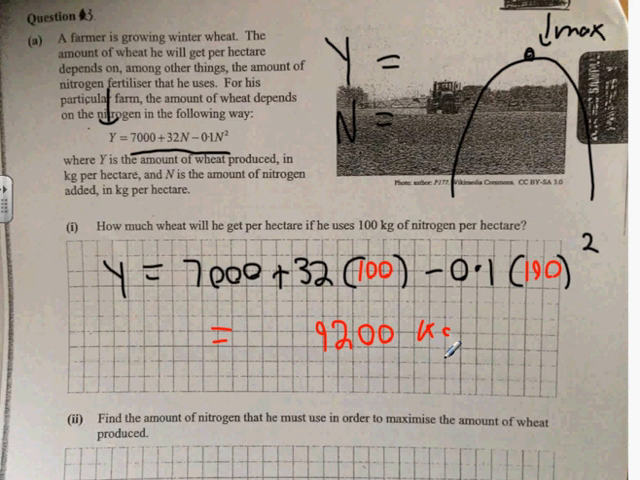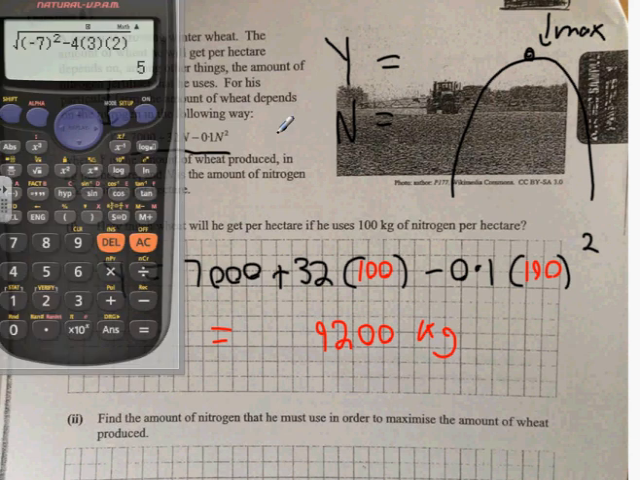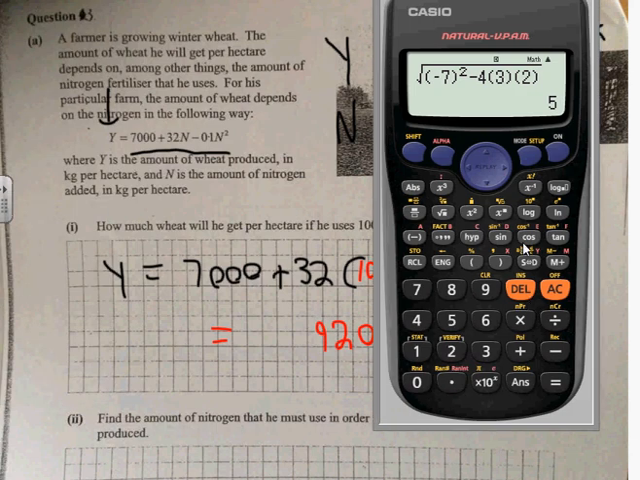9,200. Now, some of you are really smart and you picked up a lot of attempt marks just by knowing how to use the calculator function. You went to your table function, you put it in, okay, and you did 32n.